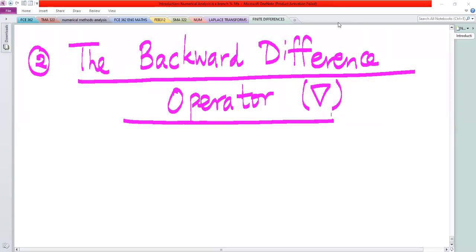Welcome to this session. In this session, we are going to discuss the backward difference operator. So let's start by defining what we mean by the backward difference. Let x0, x1, x2 up to xn be equally spaced mesh points.